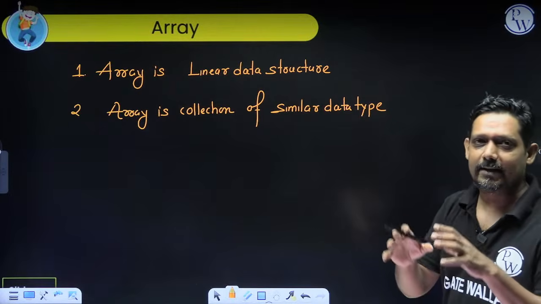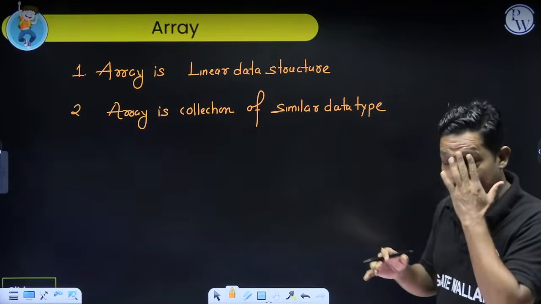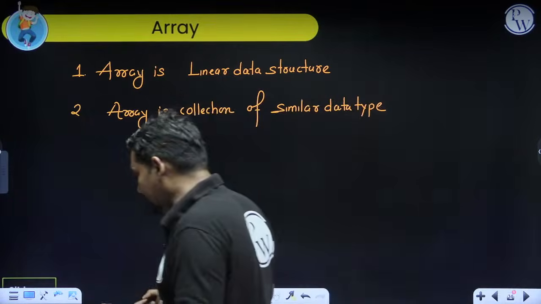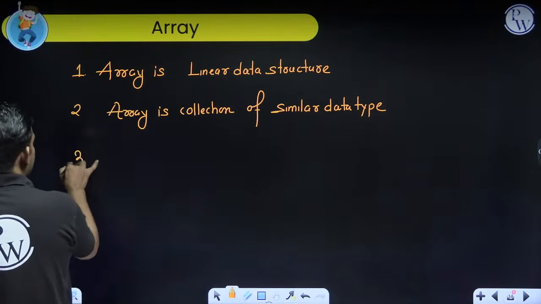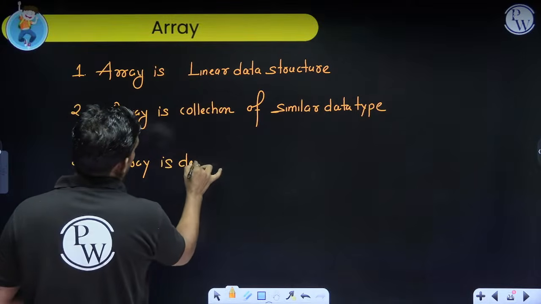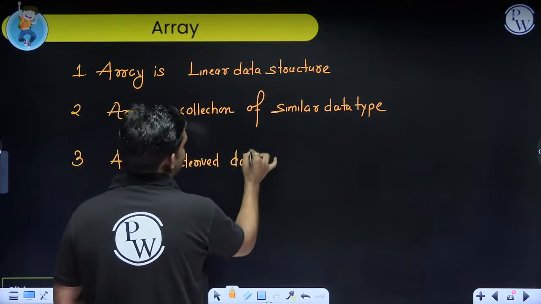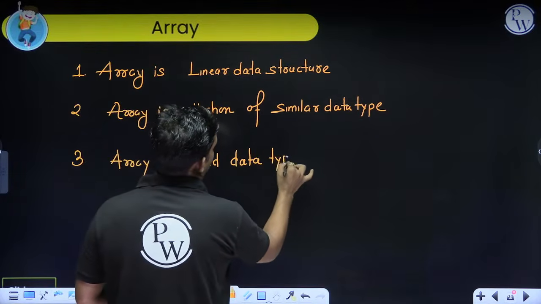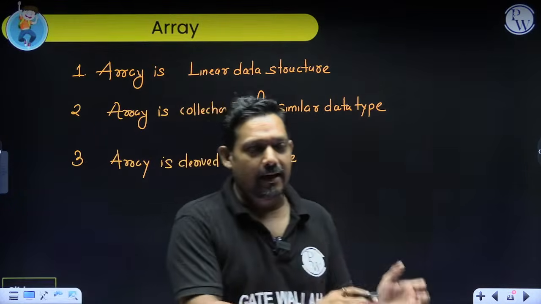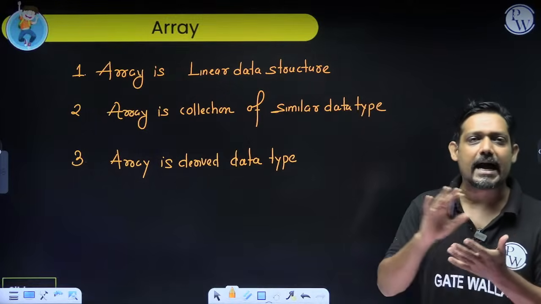Now the same concept, one of the other user defined data types. Array is a derived data type. It does not have its own existence, but array is a derived data type. So derived data type means character array, integer array, float array. Okay, so this is a derived data type.